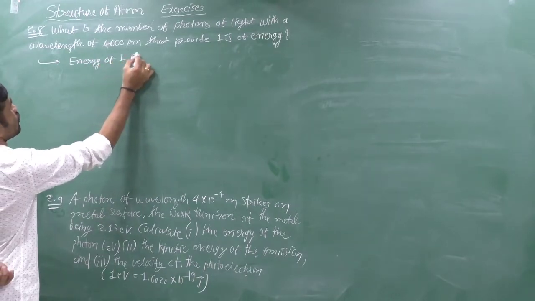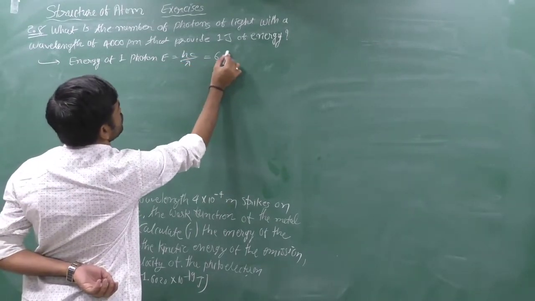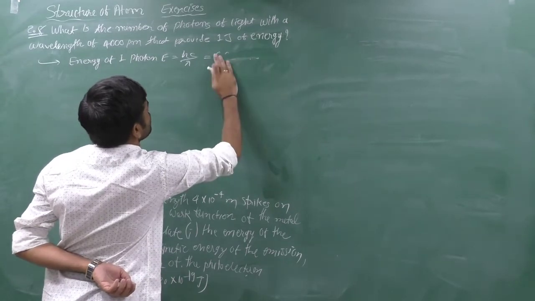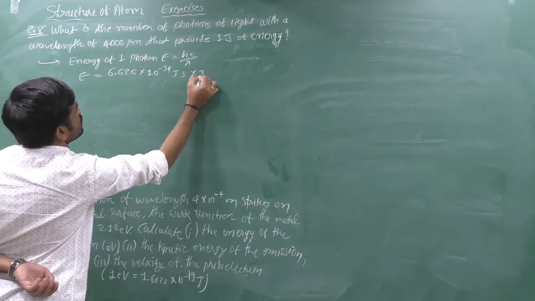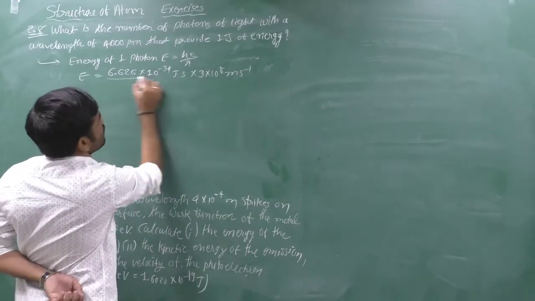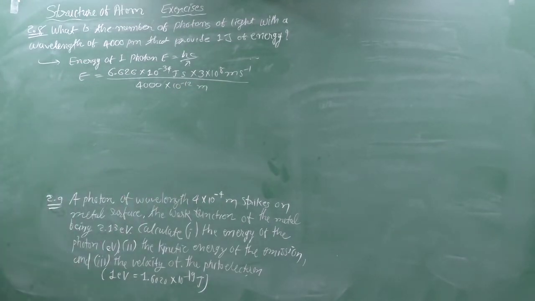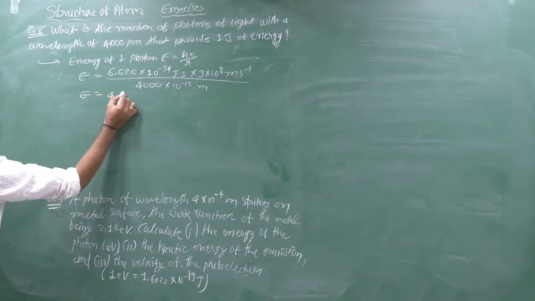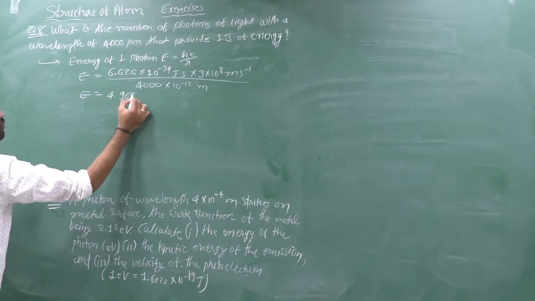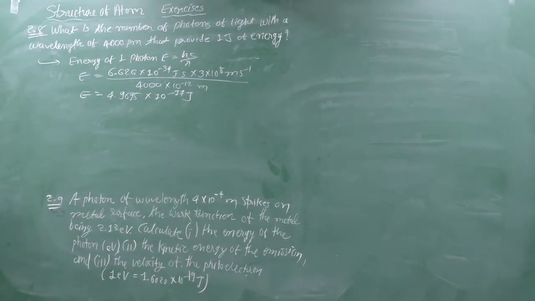Energy of one photon E is equal to hc upon lambda, which is equal to 6.626 into 10 raised to minus 34 joule into second, 3 into 10 raised to 8 meter per second. Lambda is equal to direct 4000 into 10 raised to minus 12 meter, because 1 pm is equal to 10 raised to minus 12 meter. It is converted to meter. Clear? If you can calculate the energy of one photon, then it is equal to 4.9695 into 10 raised to minus 17 joule. It is the energy of one photon.